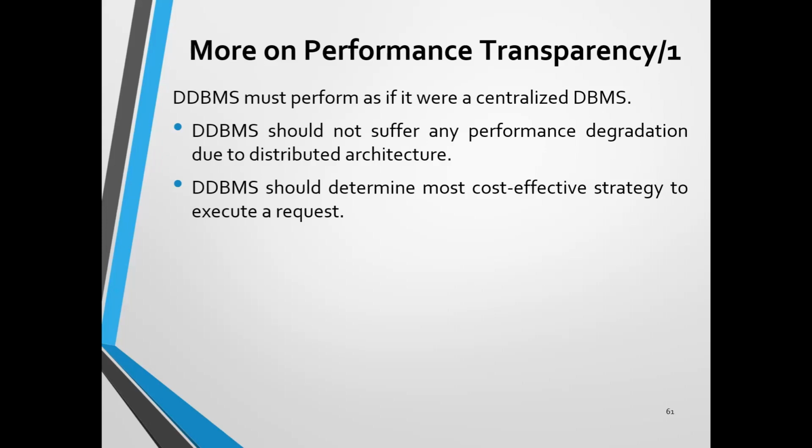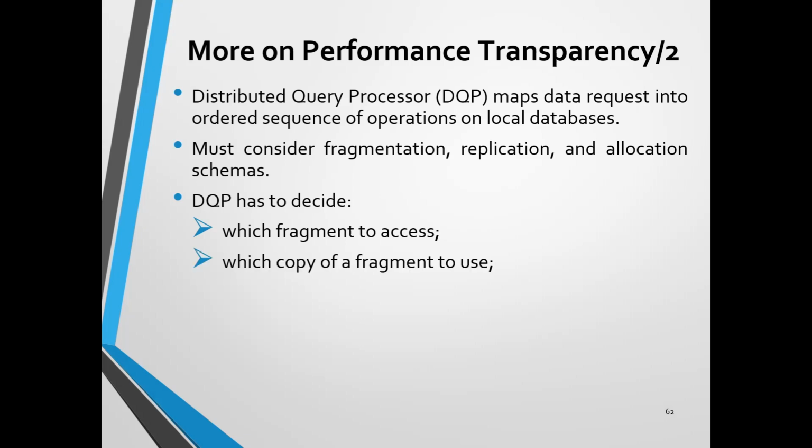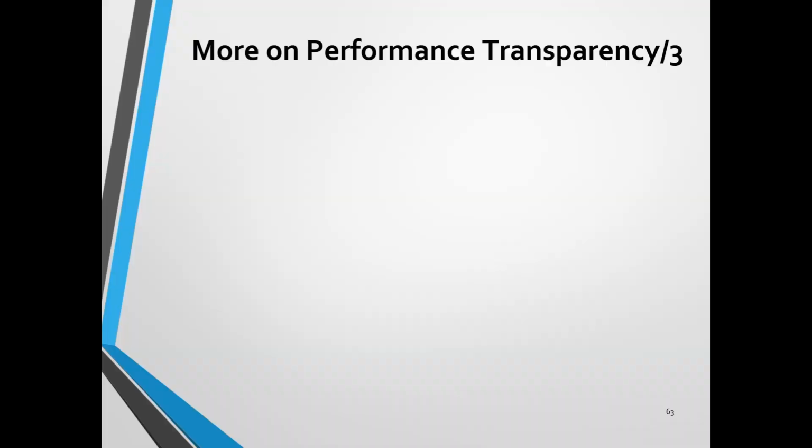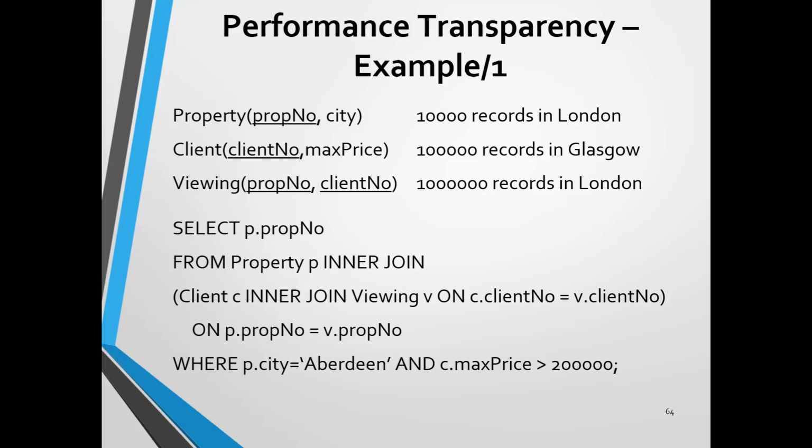The DDBMS should not suffer any performance degradation and should determine the most cost-effective strategy to execute a request. So we have the distributed query processor, which maps a data request into an ordered sequence of operations on local databases and must consider fragmentation, replication, and allocation schemas. So the DQP has to decide which fragment to access, which copy of a fragment to use, and which location to use. The DQP produces an execution strategy optimized with respect to some cost functions. Typically, costs associated with a distributed request include I/O cost, CPU cost, and communication cost. So we have examples of performance transparency.